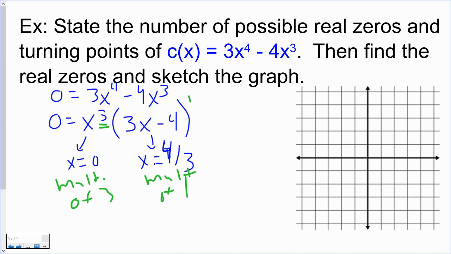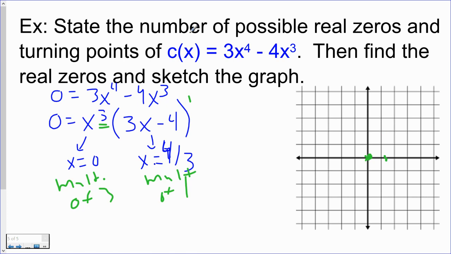Both of those, in this case, are odd, which means they're just going to hit the graph and keep on going. So it's either going to come up and hit the graph and keep going, or it's going to come down and hit the graph and keep going. So I've got a couple of zeros. There's 1 at 0, so I'll put that there. And then I have 1 at 4/3, which is like 1.3 repeating.